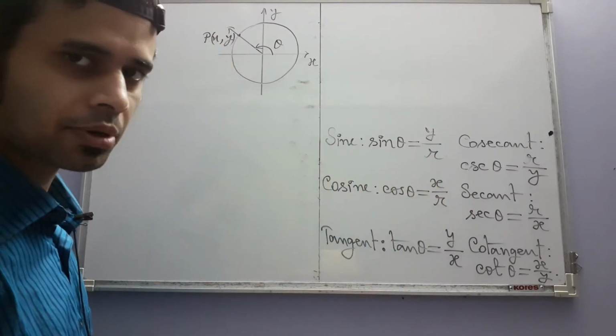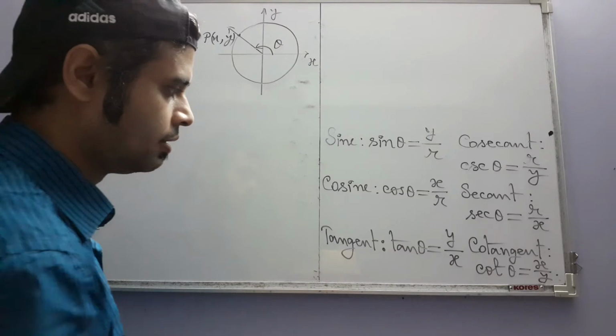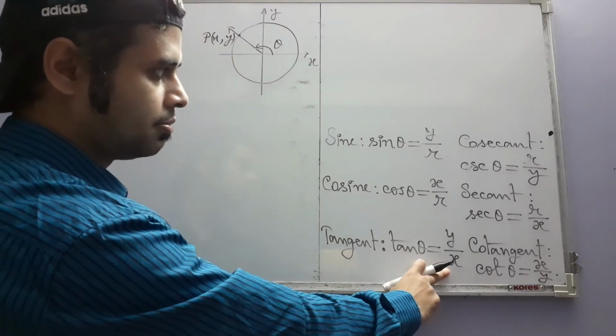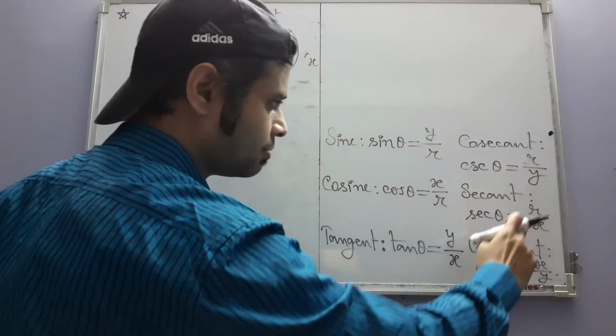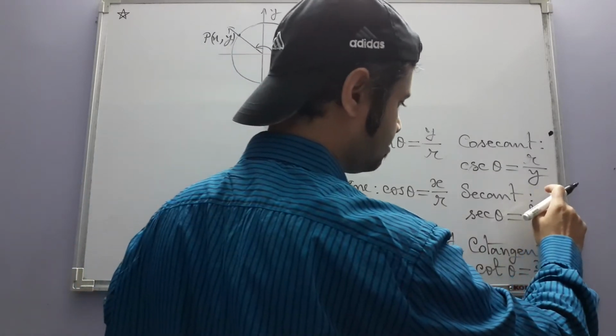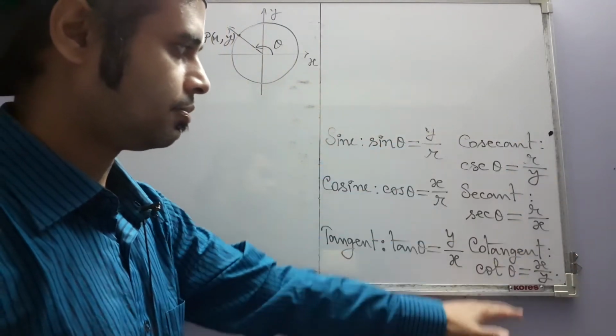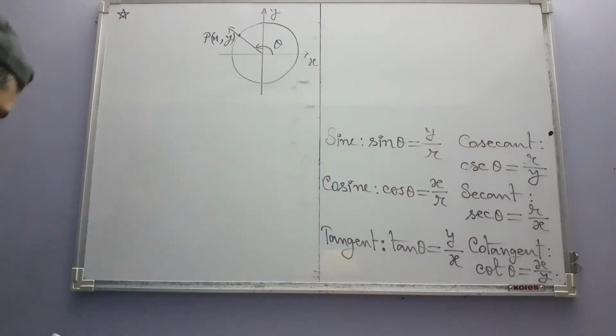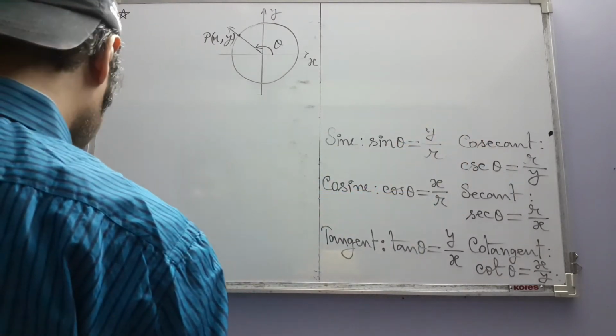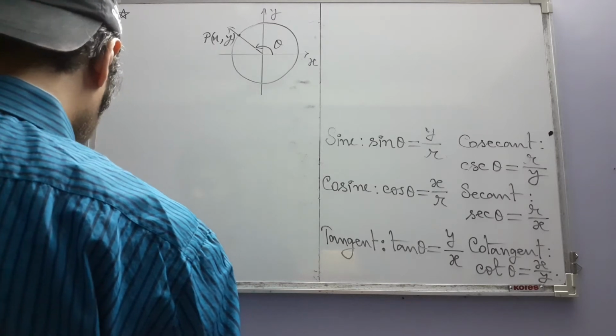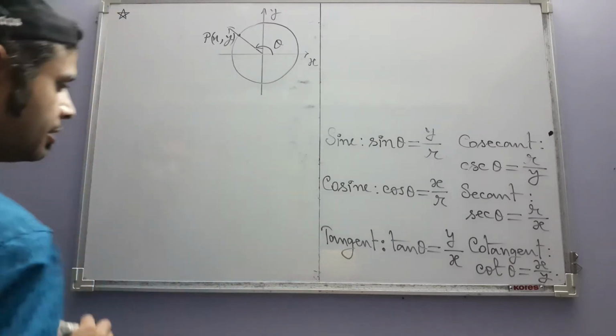So there is no problem with sine theta and cos theta, but there is a problem with tan theta, and there are problems like that with the other three in this column. So the authors say, as you can see, tan theta and secant theta are not defined.